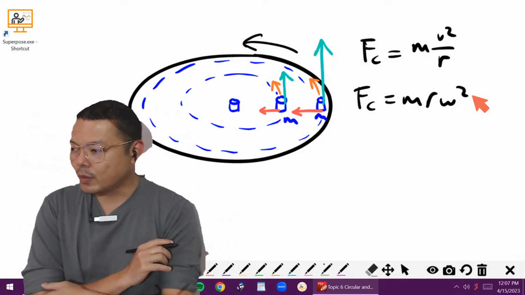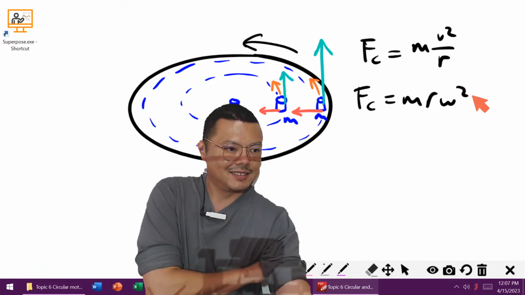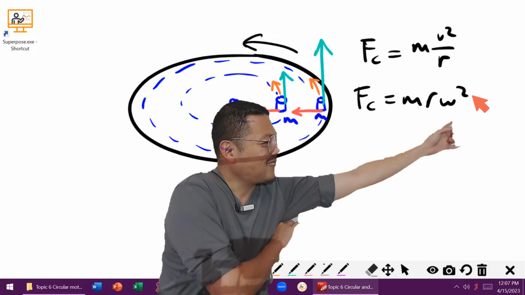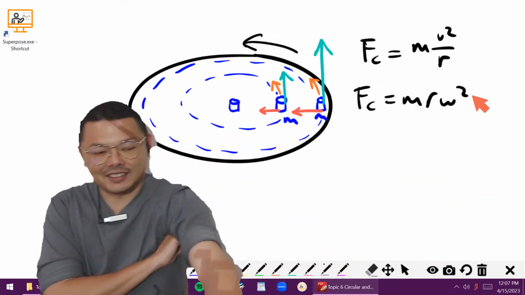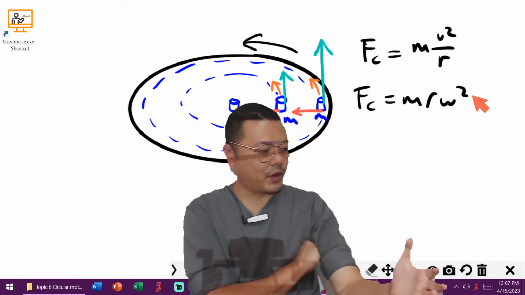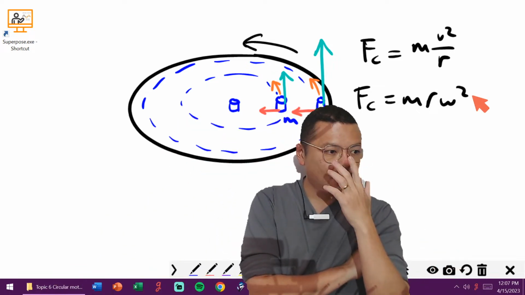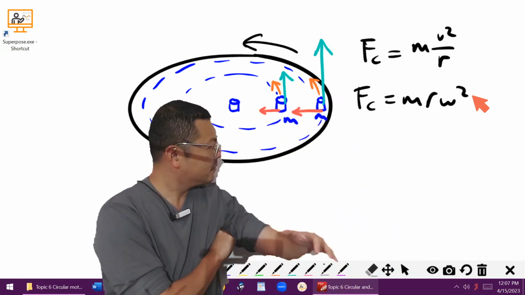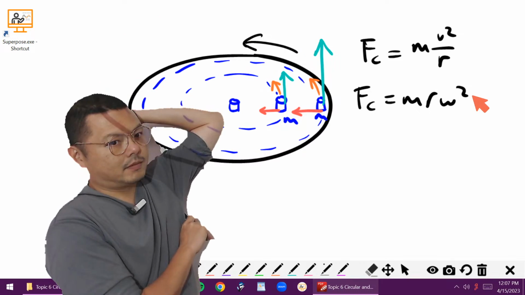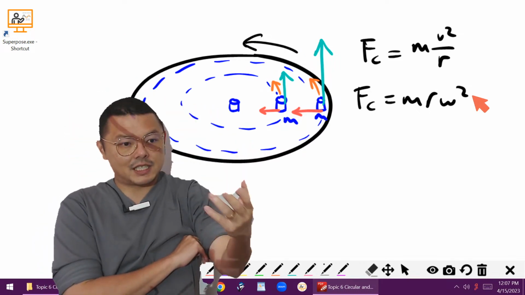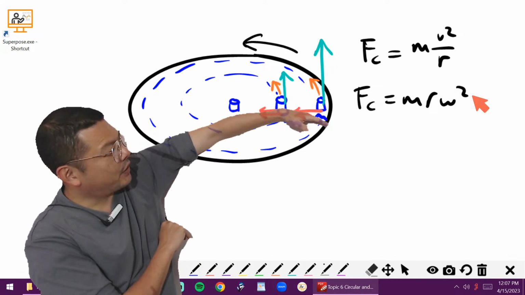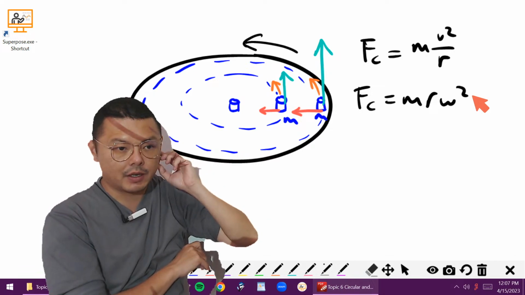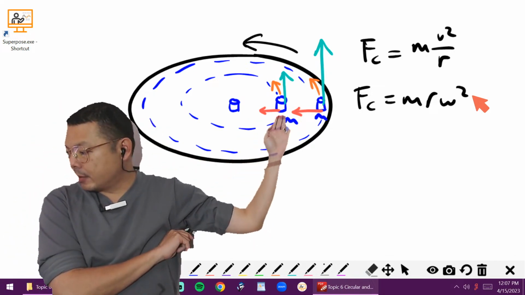Question: what is omega? Darlene, whatever you said just now. Angular velocity, right? Omega is angular velocity. What does angular velocity mean? What do you understand about angular velocity? The speed of covering the angle, right? Angular velocity is how many angles you cover per unit time. Correct or not?